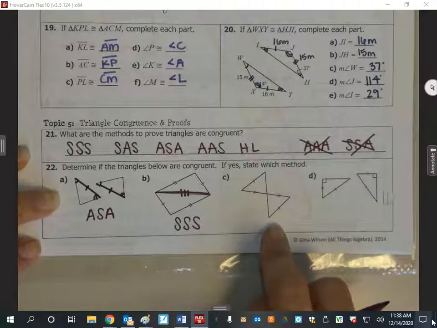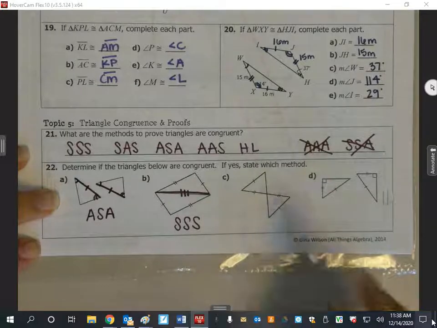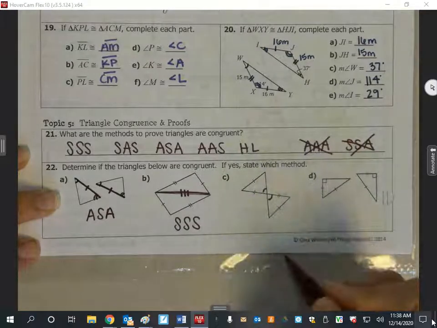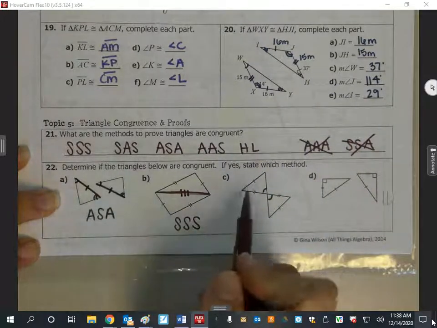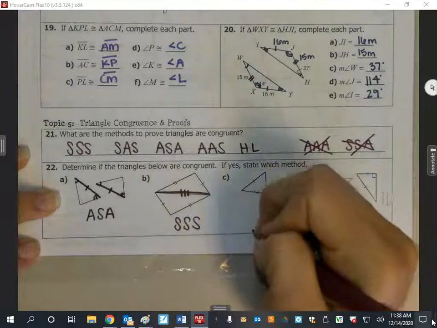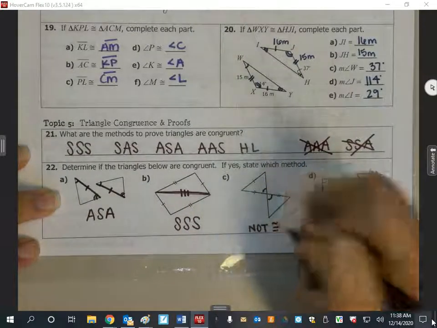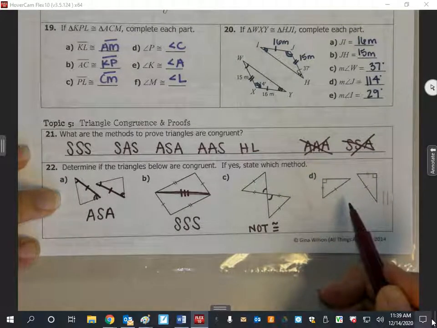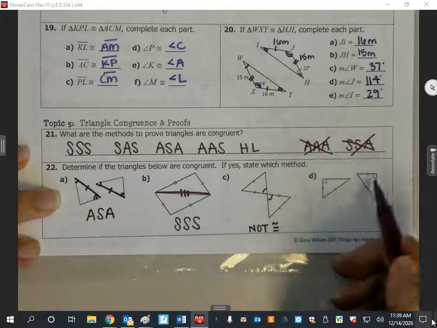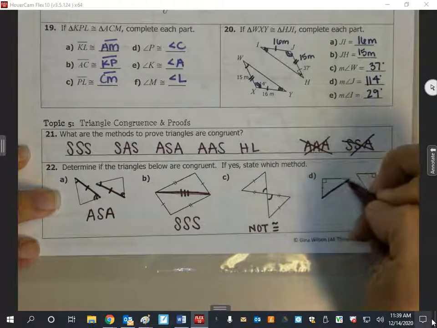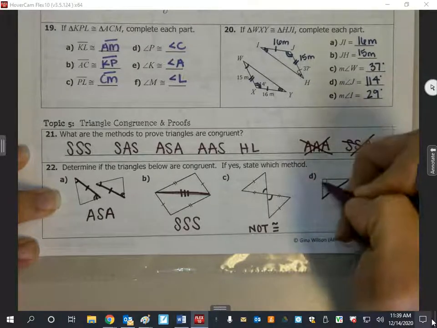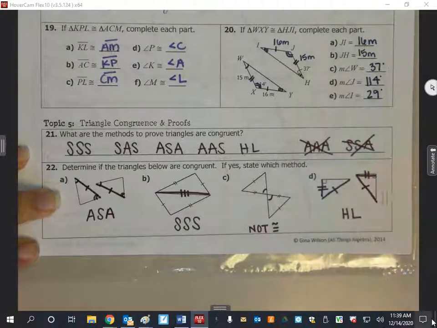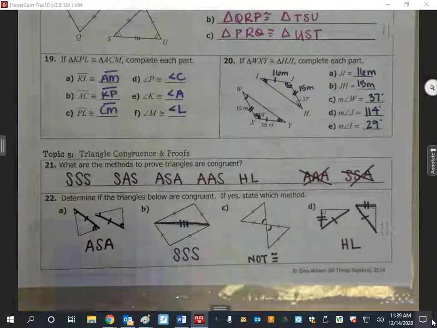What would C be? C is not congruent because even though you have vertical angles right there, it does not fall under side, angle, side because the angle is not in the middle of the 2 sides. So this one is not congruent. Finally, D. Notice how we have a right triangle and we have the hypotenuse is congruent and we have the leg that is congruent. So these are congruent by hypotenuse, leg. And on to video 2.